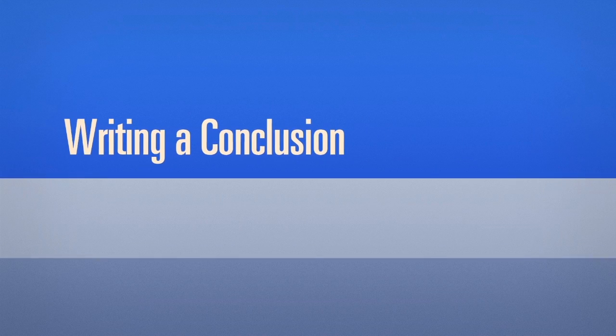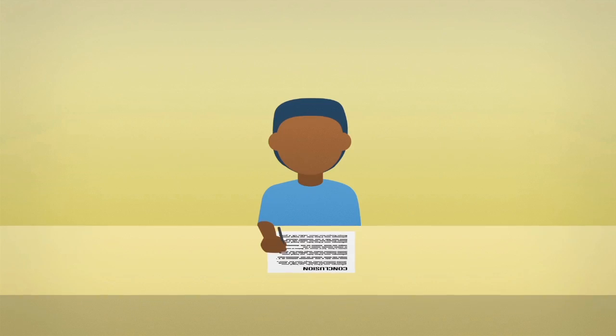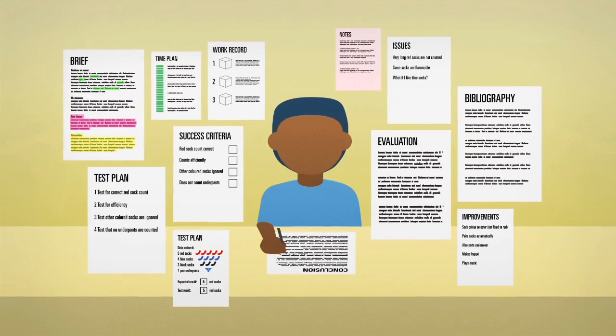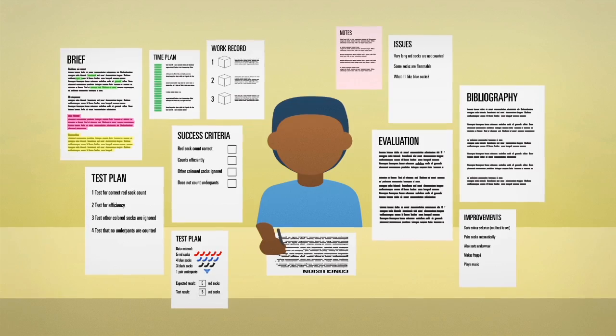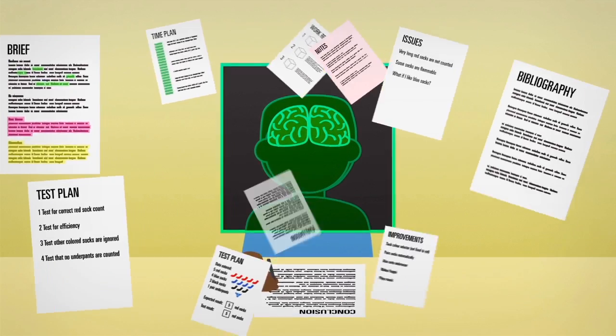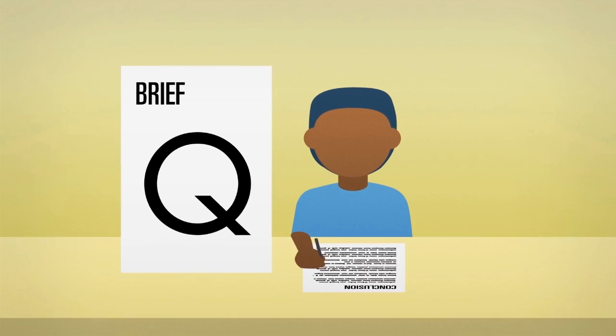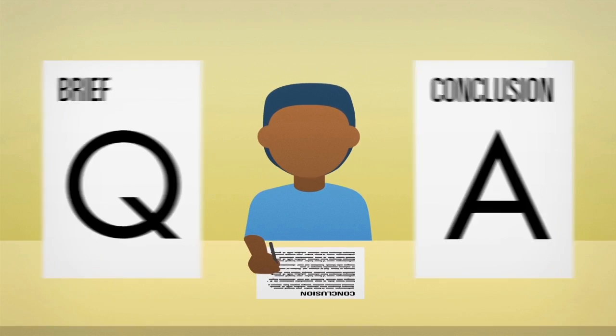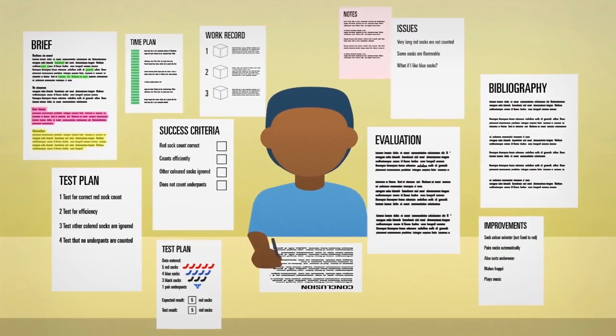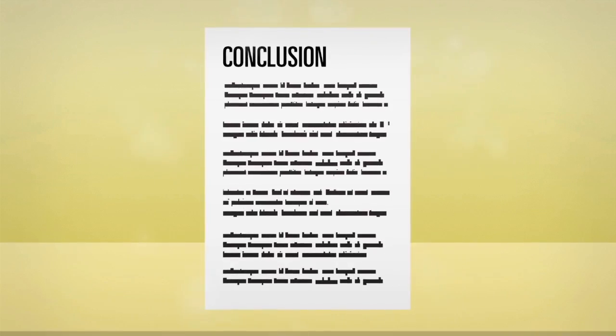Writing a conclusion. Your conclusion should summarise what you have found out by carrying out the practical investigation. You may not have fully achieved the intended outcome, but what did you learn? The brief may ask you some questions that you need to find out answers to. The conclusion is the place where you bring everything together to answer these questions.